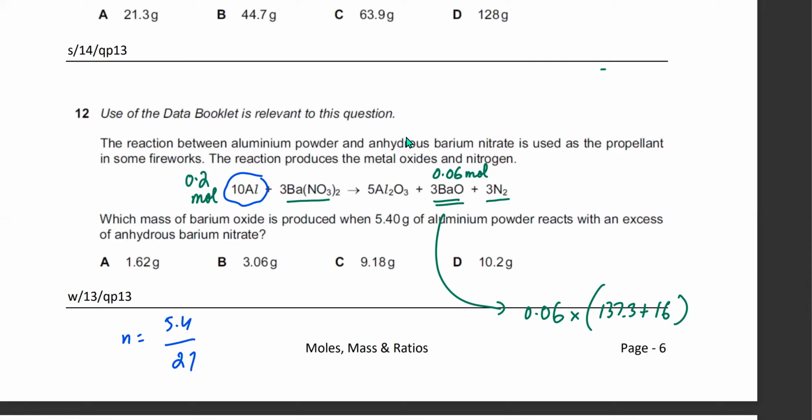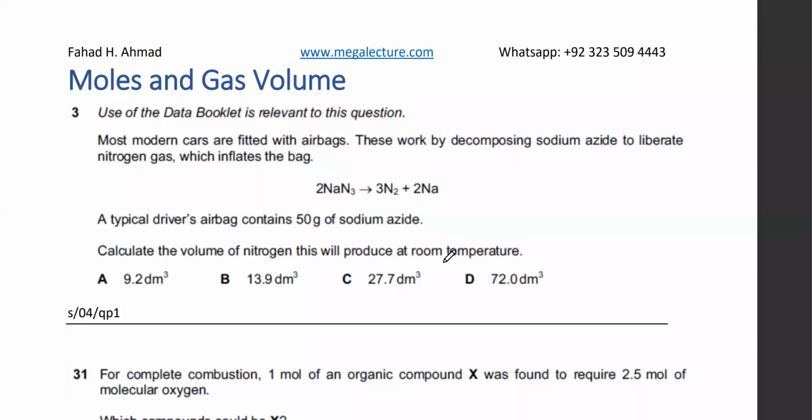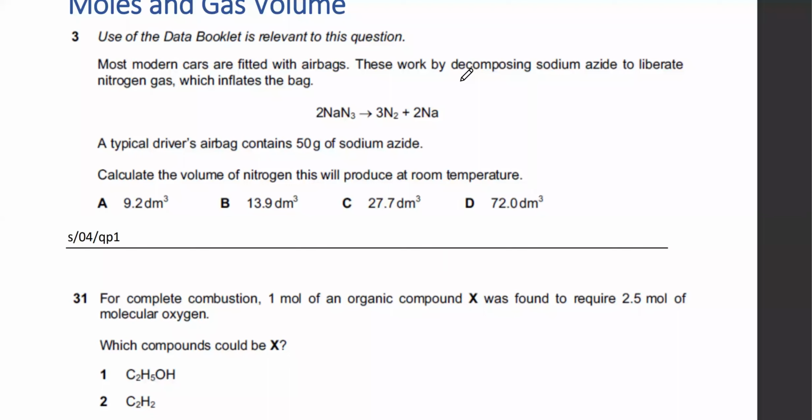Okay, so let's do another one. Keep your calculators with you. He's saying there's this sodium azide that liberates nitrogen gas. This is your sodium azide that's fitted in airbags, and it liberates nitrogen gas. So nitrogen gas is produced. So this is sodium azide.